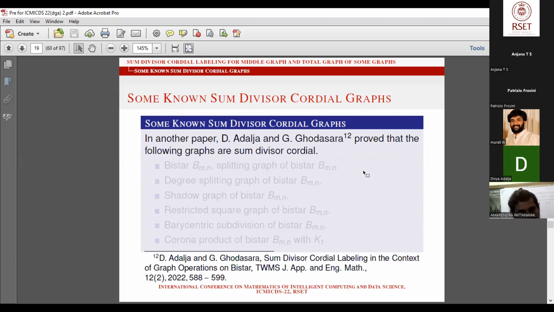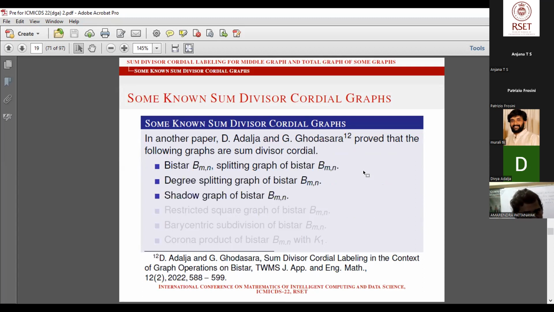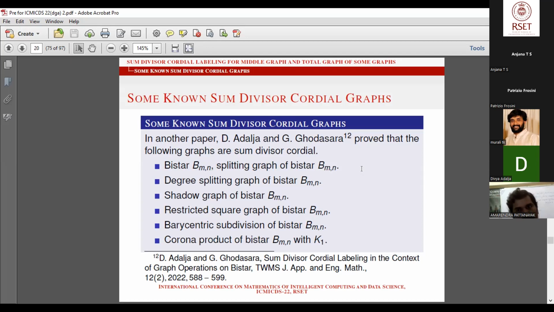In another paper, Adalja and Kharas have proved that the following graphs are sum divisor cordial: bi-star, splitting of bi-star, subdivision splitting of bi-star, shadow of bi-star, restricted square of bi-star, barycentric subdivision of bi-star, and corona product of bi-star with K1,n, where in the bi-star graph, m and n both are distinct.